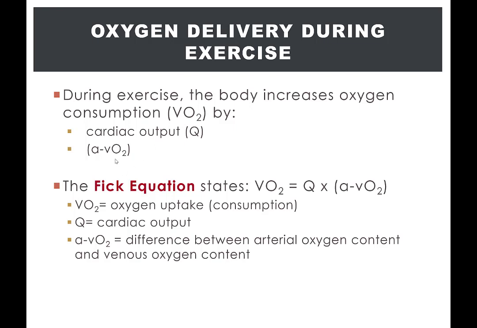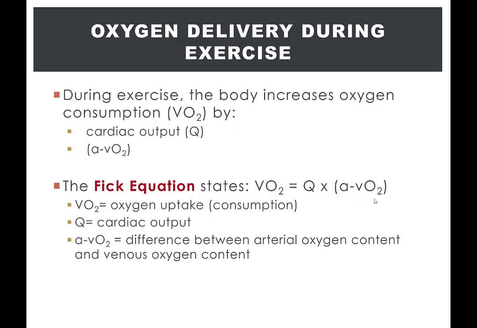AVO2 difference stands for arterial minus venous O2 content. Cardiac output, as we know, is a measure of arterial blood flow, so oxygen delivery. While arterial minus venous O2 content, AVO2 difference, is a measure reflecting oxygen uptake by active tissues, particularly active muscle tissues.